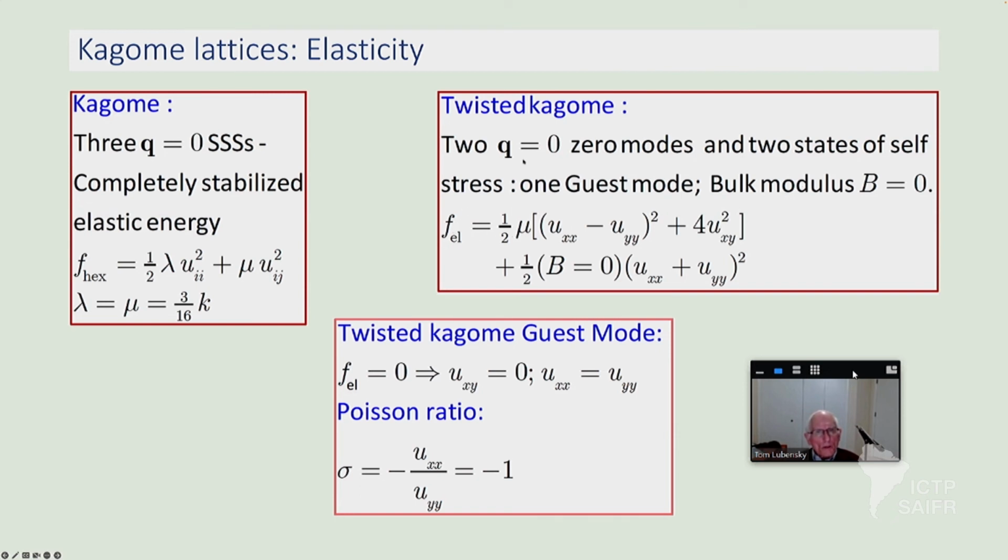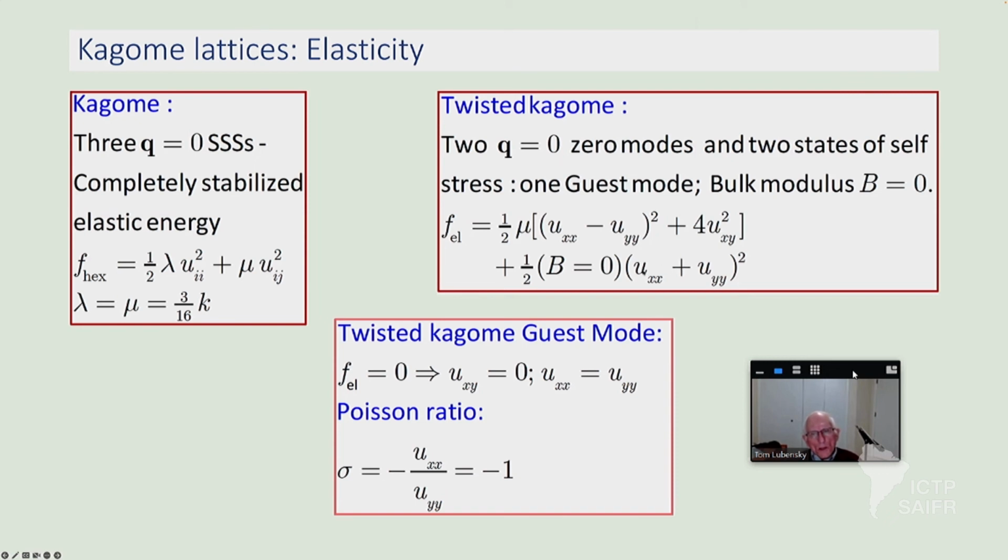So if I look at the elastic energies calculated from the twisted Kagome lattice, we find that B is equal to 0. In other words, B, which is lambda plus mu in the two-dimensional system, with lambda equals minus mu, B is equal to 0. So any distortion where ux is equal to minus uy will give me 0. I'm sorry, it's the other way around.